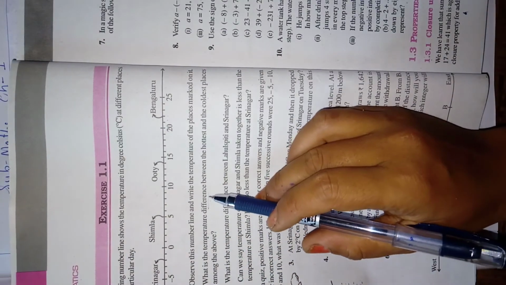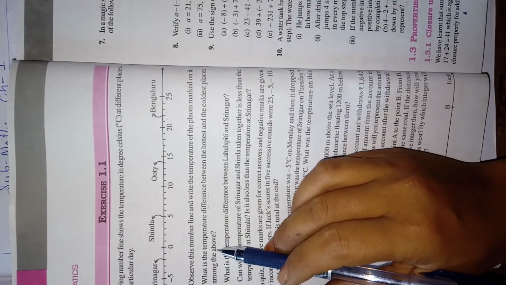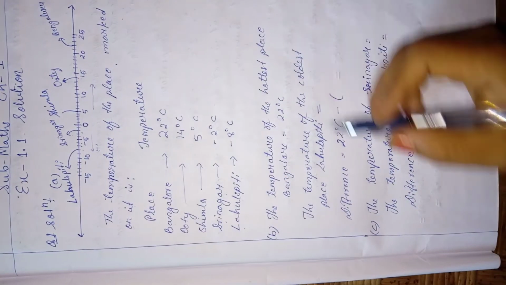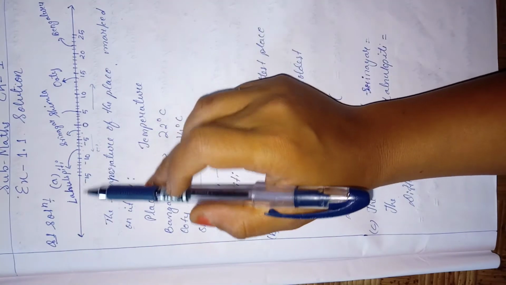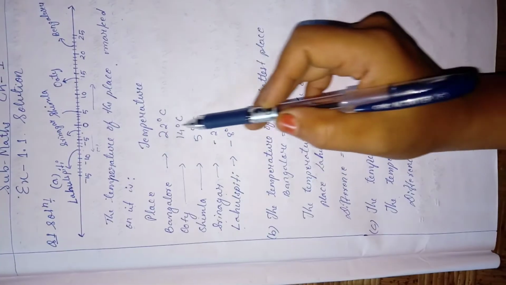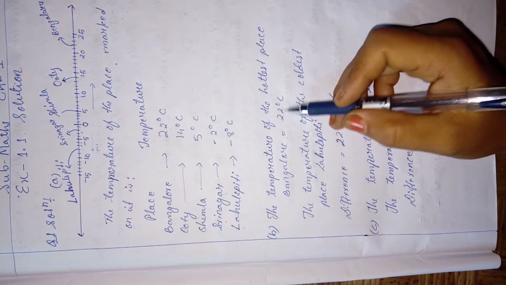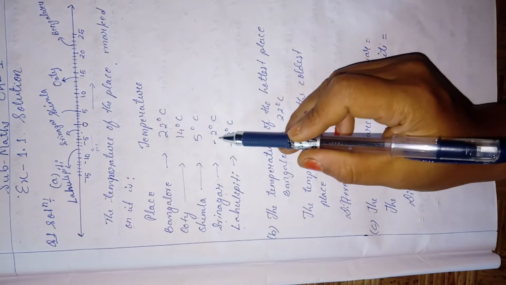Difference means what? Minus, means you have to subtract. Difference between the hottest and the coldest place among the above. So you have to find out the hottest and the coldest place. So for the temperature of the hottest place, you can see from here which one is hottest. The hottest is 22. So Bengaluru is how much? 22 degrees Celsius.